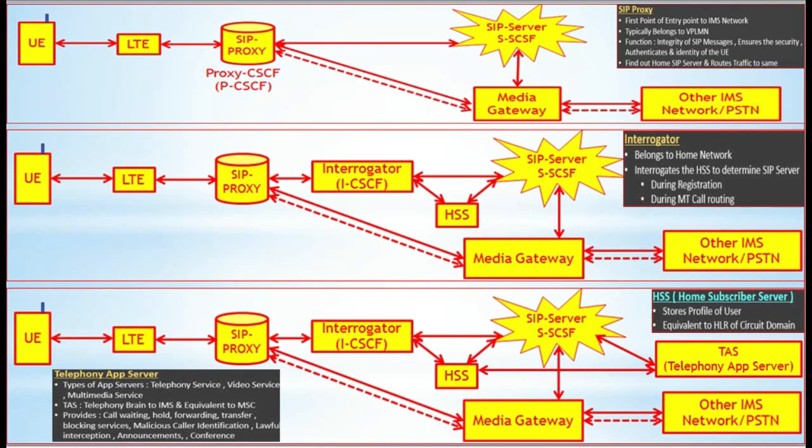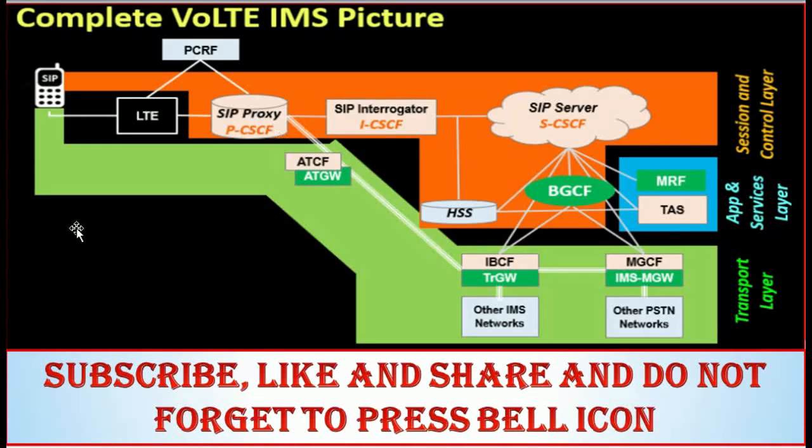Now we are going to watch the complete VoLTE architectural view. Here this is divided into three parts. This is the transport layer. Transport, this path is the transport layer path. This is the application service layer, and this is the session and control part. The IMS architecture gives service providers the opportunity to deliver new and better services, which reduce operating cost across wireless, wireline and broadband networks.